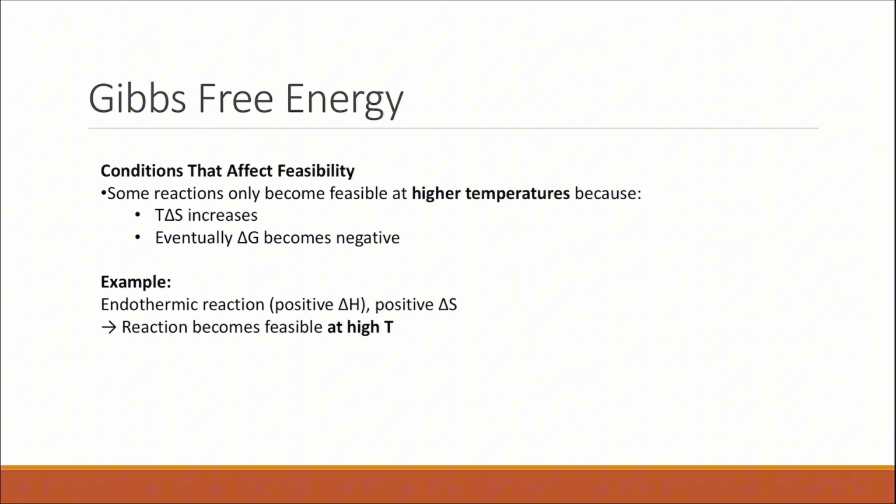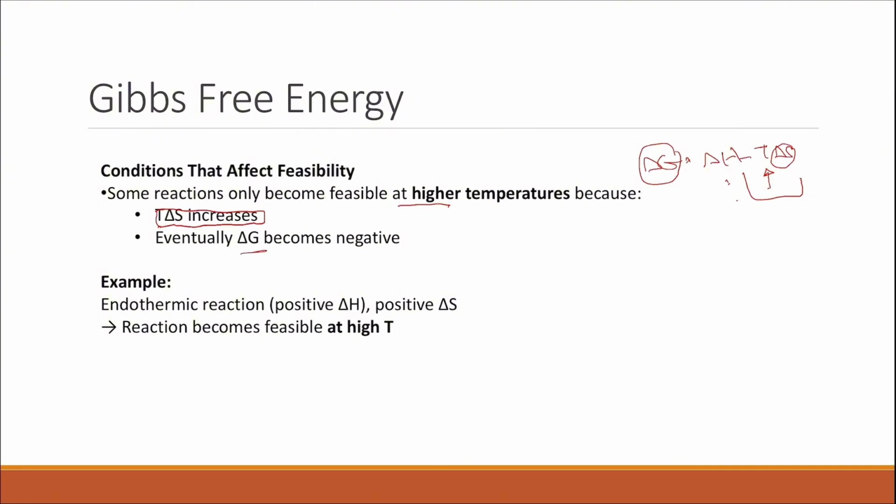So what are the factors that affect the feasibility? Some reactions only become feasible at higher temperature because T delta S will increase. Because delta G equals delta H minus T delta S, when you increase the temperature and you have a positive delta S, the T delta S term is going to be higher than the enthalpy change, and the delta G will become negative. This is especially true for endothermic reactions, because the delta H for endothermic reactions is positive. So an endothermic reaction can occur at certain temperatures because the T delta S becomes a higher value.